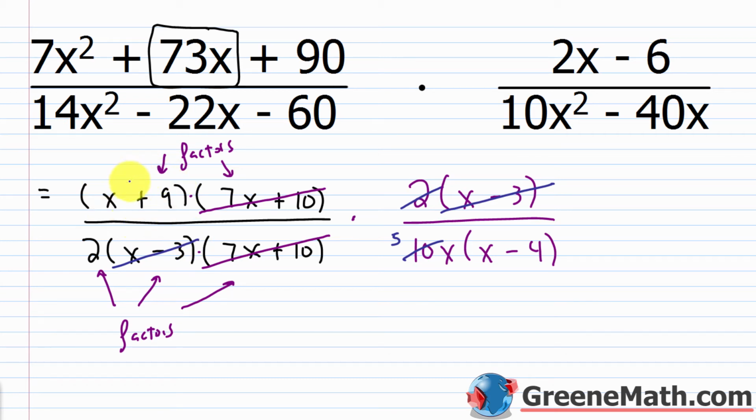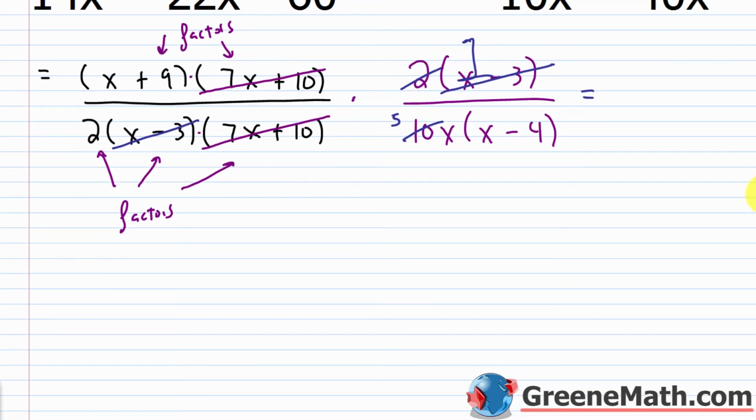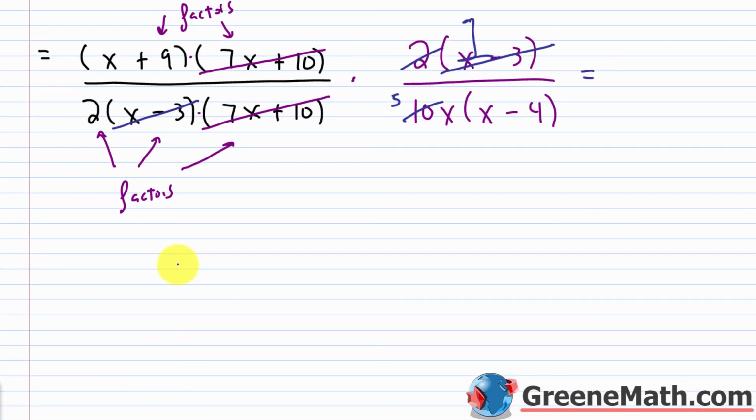I have x plus 9 here. Nothing to cancel with that in my denominator or the denominator over here. This is completely canceled, so really nothing else I can do. So let's just put equals. We have x plus 9 for our numerator, that quantity. In the denominator, we have 2 times 5 times x, which is 10x, times the quantity x minus 4. And again, I'm just going to leave this in factored form because this is generally preferable.